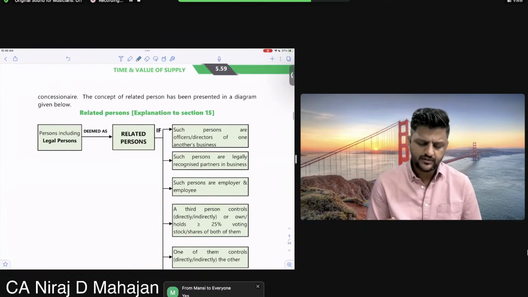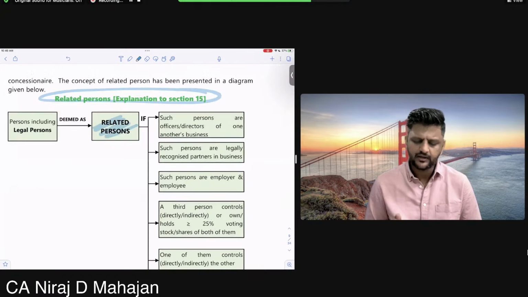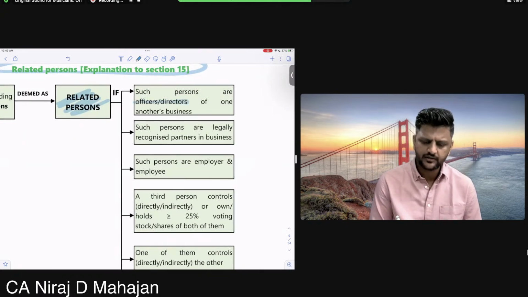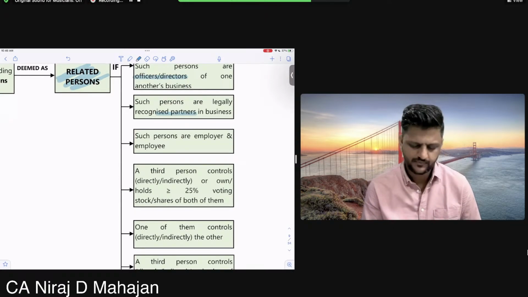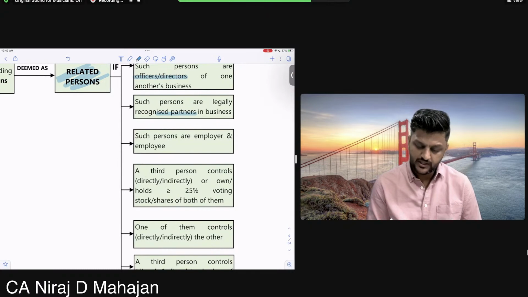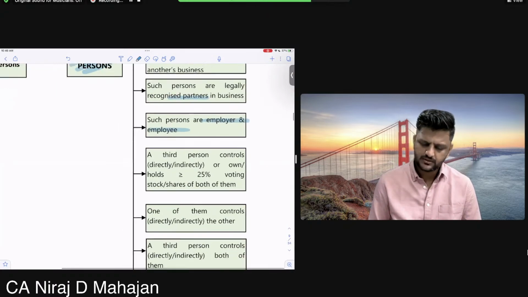Who are related persons? We had seen that, bacho. Check that again. Persons, including legal persons, will be deemed as related persons if they are directors or officers in each other's business. This we had covered. Or they are, bacho, partners in the same business. Or they are partners in some of the business. Though such persons are employer-employee. Yes, we have covered this.